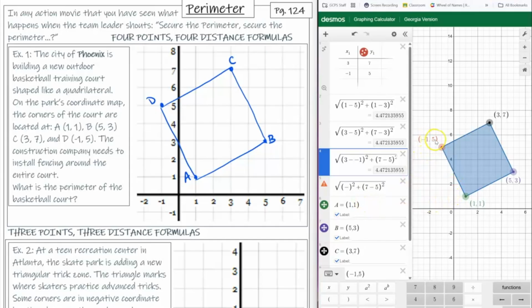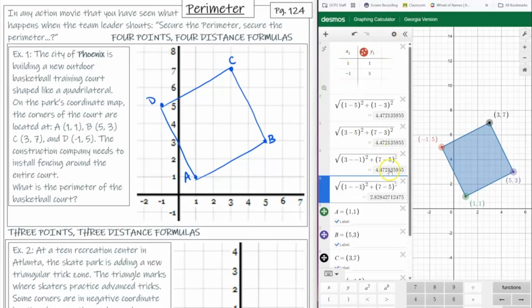Then I've got negative 1, 5 back to 1, 1. So negative 1, 5 is right there. So I'm just going to change this first one to 1, 1. And again, the order of how I put this doesn't matter. It should be 1, negative 1. So 1, negative 1. And then 1, 5.